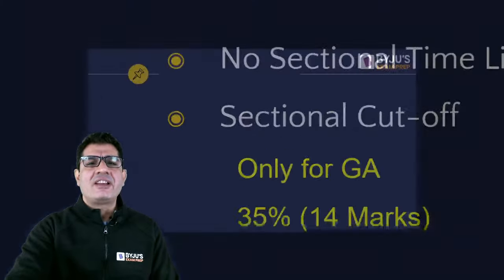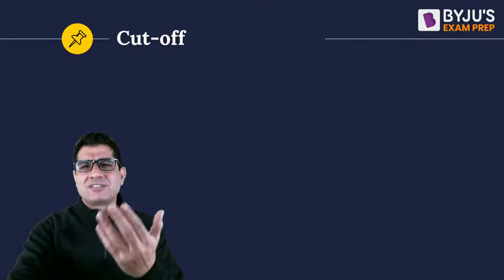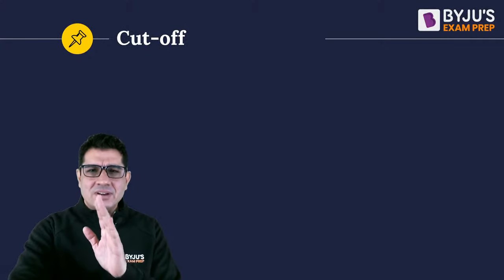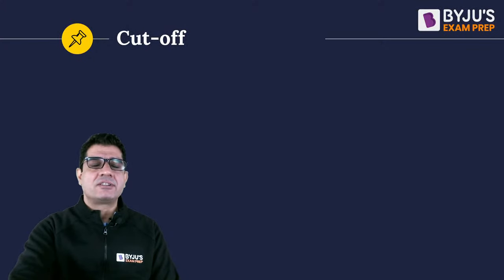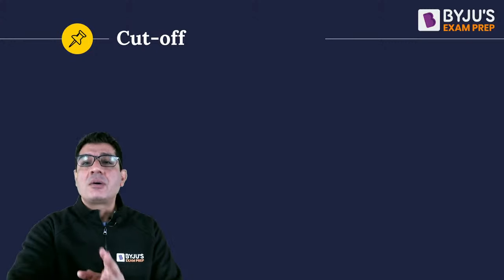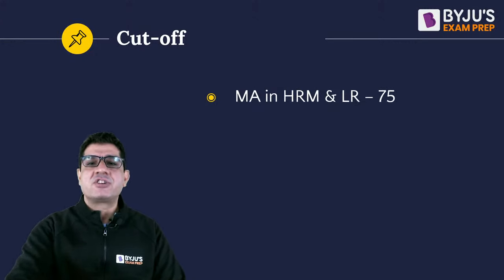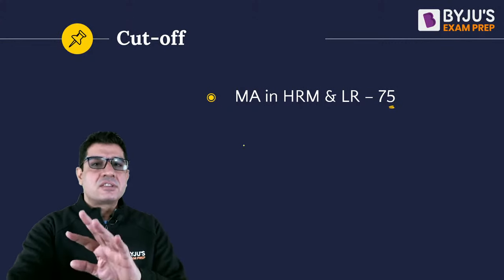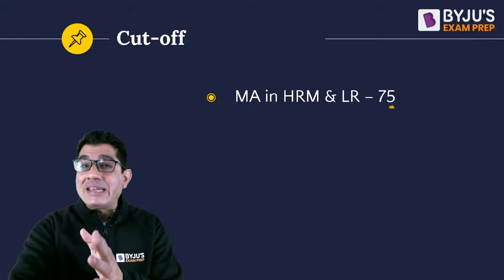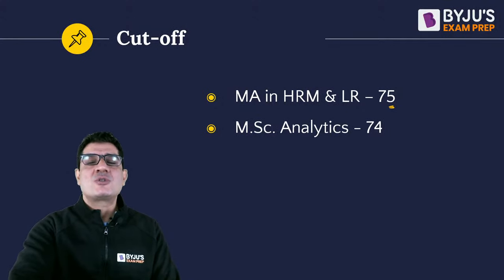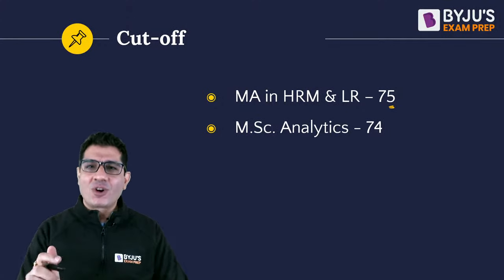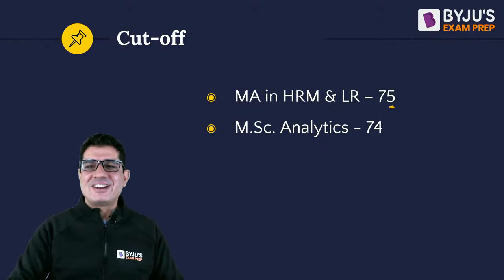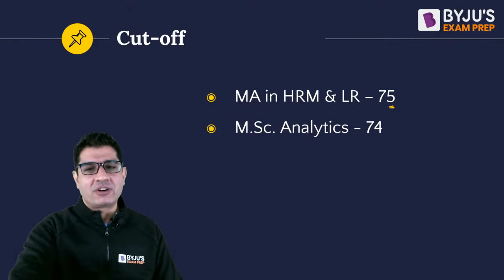At the end of the day, when you sit down and start solving the questions, you target certain marks. If I go by the last couple of years, the cutoff for the flagship MA in Human Resource Management and Labor Relations course was around 75. Then there are 3 more courses that you may be interested in. You have the MSc in Analytics. A lot of people nowadays appear for that big data related course. The cutoff for that course was around 74.